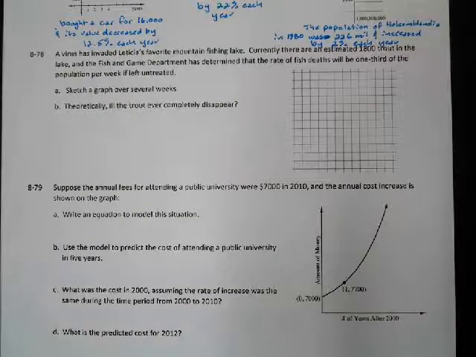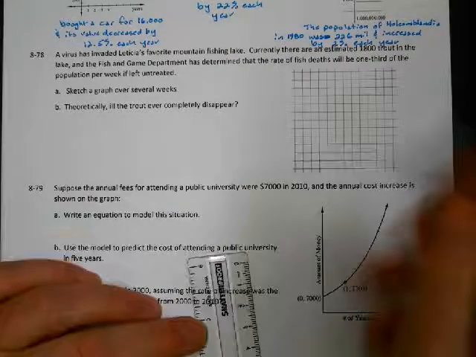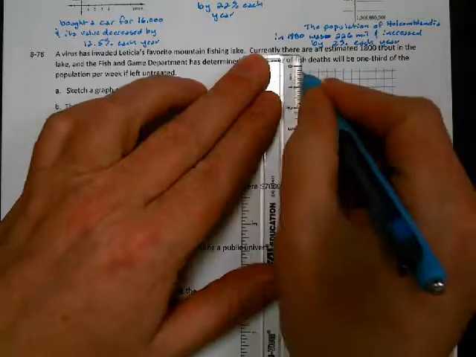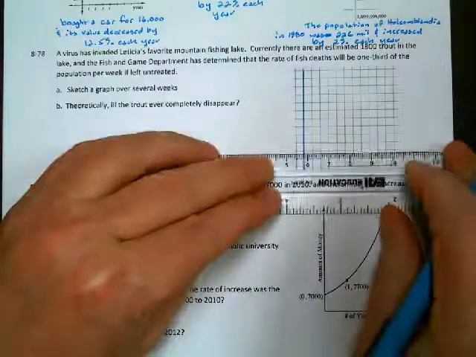This is where I got the trout from. I was thinking, where did I come up with trout on that problem? There you go. It's because of this problem. I read it earlier. All right, so a virus has invaded Leticia's favorite mountain fishing lake. Currently, there are an estimated 1,800 trout in the lake, and the Fish and Game Department has determined that the rate of fish deaths will be 1/3 of the population per week if untreated. All right, so we got a fish kill going on here. This is not good. So we want to sketch the graph over several weeks. Okay, so we're losing 1/3 every week, which means we're keeping 2/3 every week.